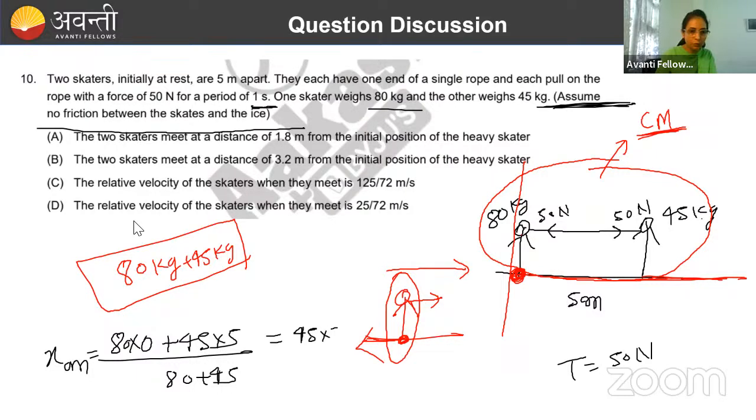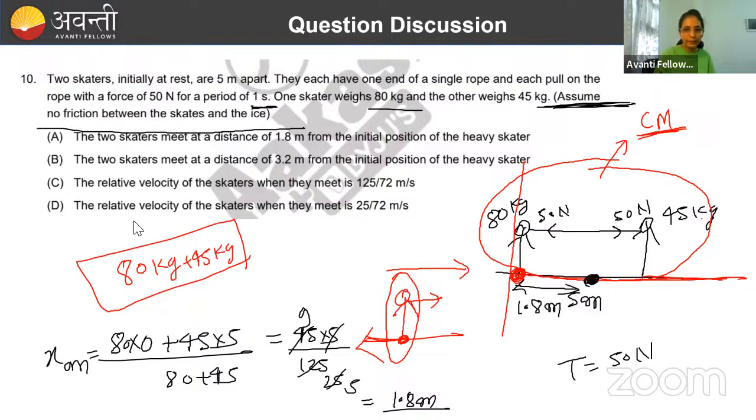45 into 5 divided by 125. So this is 9 by 5. Done. So 9 by 5 means 1.8 meter. So 1.8 meter पे हमारा क्या है? Center of mass है initially. Done. So center of mass मेरा suppose ये point पे है, that is how much? 1.8 meter.